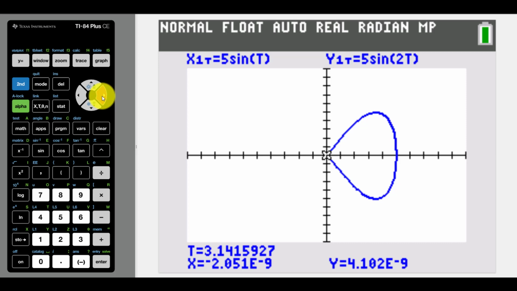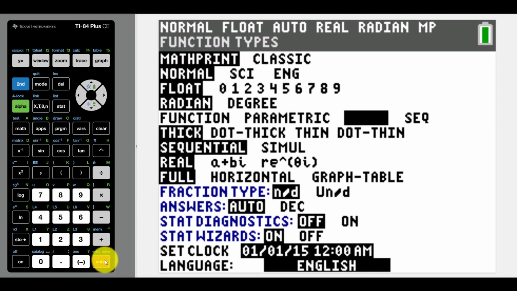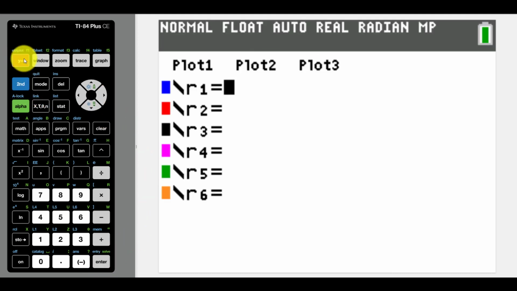Now for polar coordinates, you're going to go to Mode. In this same line where you see Function and Parametric, go over to Polar and quit. And now when you hit the y equals button, you will see r equals. Say I want to graph r equals 5 cosine of theta. I get the theta by pressing the variable button again.